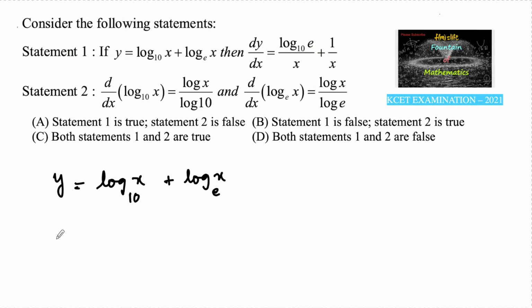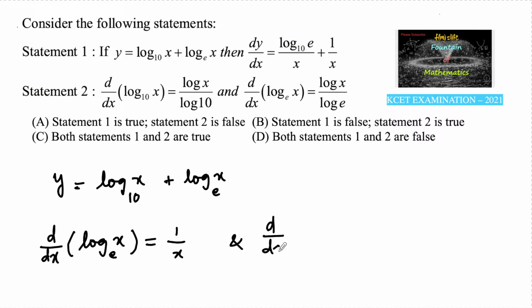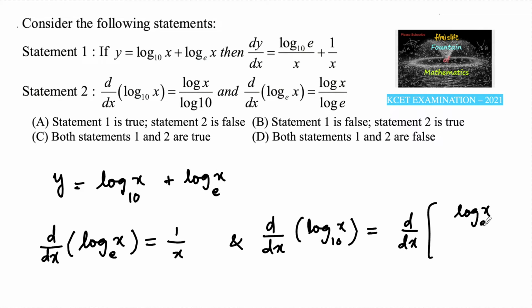And since we know that d by dx of log x to the base e is 1 upon x, and d by dx of log x to the base 10, we can write this as d by dx of log x to the base e upon log 10 to the base e, by using the properties of logarithms.